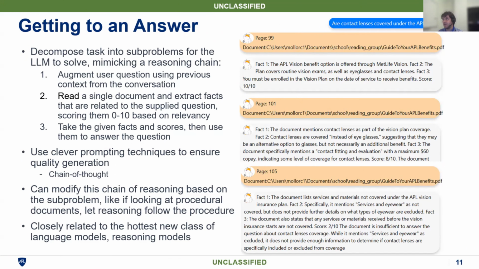And you can see kind of how it decomposes here, where I ask, are contact lenses covered under the APL vision insurance plan? And it found, on page 99 from this specific document, the APL vision benefit option is offered through MetLife Vision. The plan covers routine vision exams as well as eyeglasses and contact lenses. And then you can see in the second document it mentions a $60 copay. You can see both of those have a relatively high score, whereas the bottom document does not mention anything helpful, so it gives it a very low score.